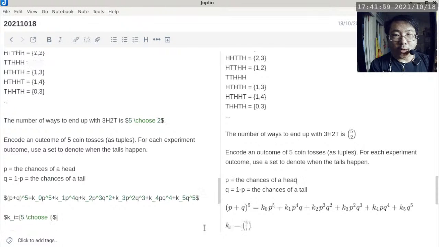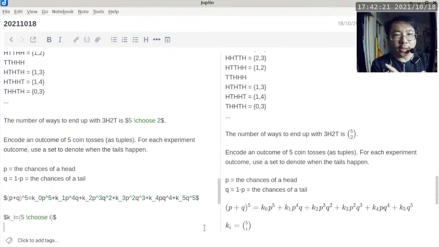So I want you to think about this and ask, does that make sense? Does that make sense to you that K of I, which is the coefficient of P to the power of something times Q to the power of something, is really just 5 choose I? Does that make sense to you?